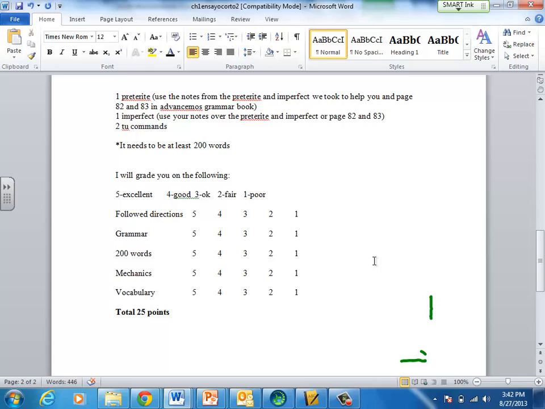So when you come to class, I want you to be prepared to start writing your ensayo corto. And also, I'm going to ask you when you come to class to give me some examples of positive tú commands. And then I'm going to ask you some questions over the traditions of the quinceañera.